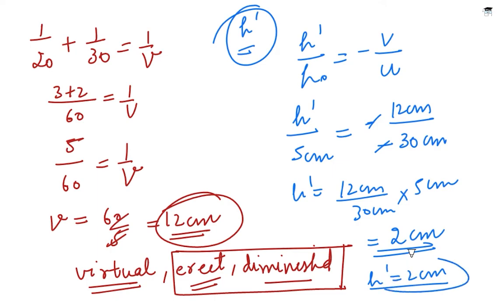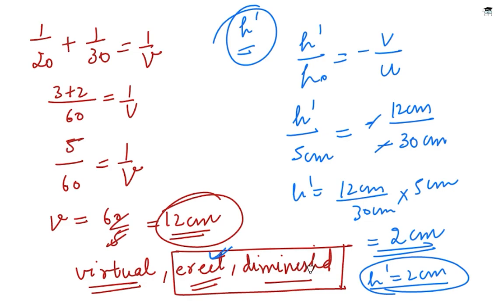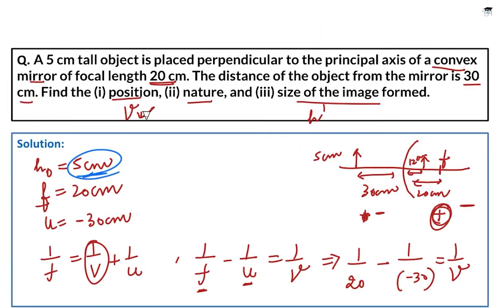When height is positive, it means it is erect, and see, it is diminished because the height of the image is 2 centimeters and the height of the object was 5 centimeters. So the size of the image has reduced. So it is diminished. So we have found everything. The position we have found to be 12 centimeters. The nature is virtual, erect, diminished, and the size of the image is 2 centimeters.